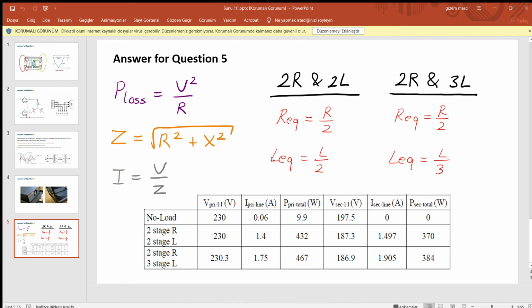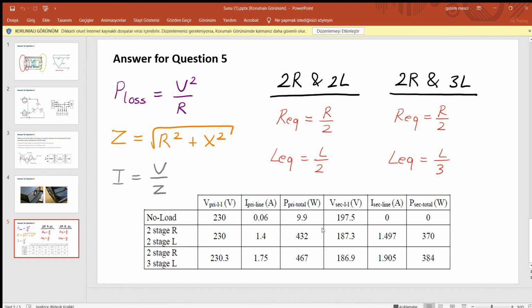When we supply a real power to the primary side of our transformer, this real power will be equal to the total power losses on the secondary side of our transformer and on the RL load. In the two-stage resistive and two-stage inductive load case, the total power of primary side was measured as 432 watts. On the other hand, in the 2R and 3L load case, the total power of primary was measured as 467 watts. In this part of the experiment, the reason for this difference between two power ratings were asked.